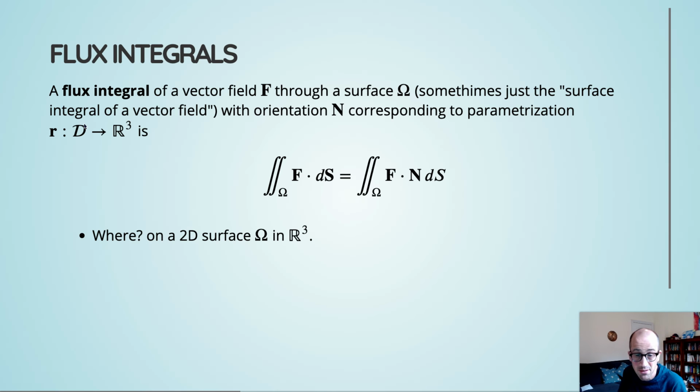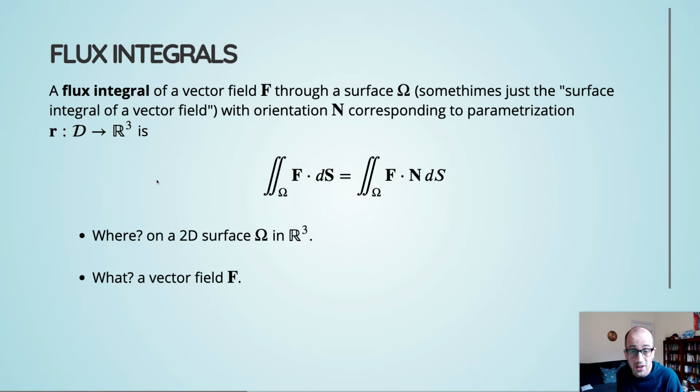Here, it's going to be orientable though. All right, so no Mobius strips, no Klein bottles, no weird stuff. So that's why we have a choice of n, right, our unit normal vector. So it's that choice of orientation here.